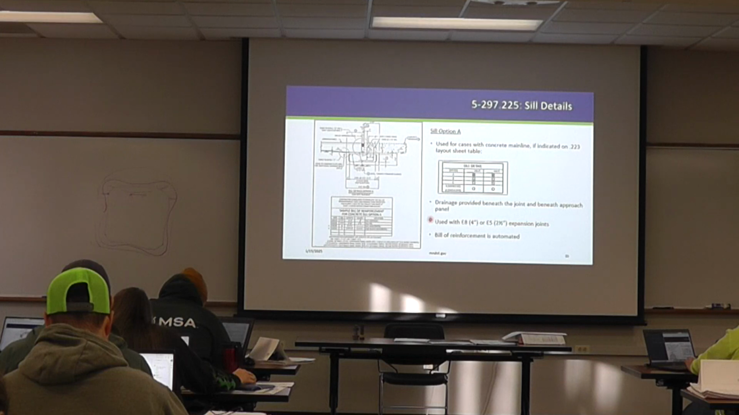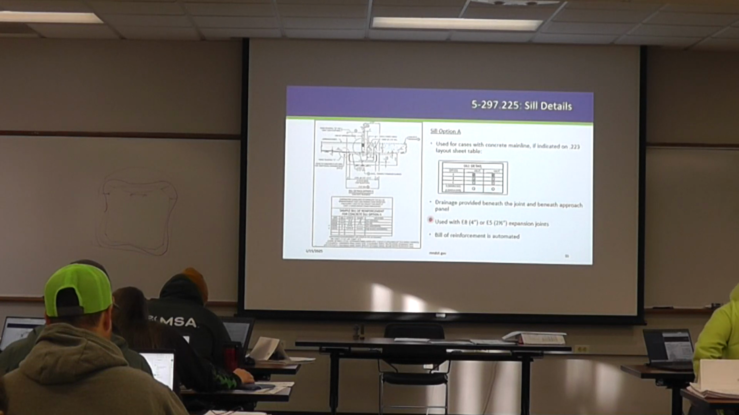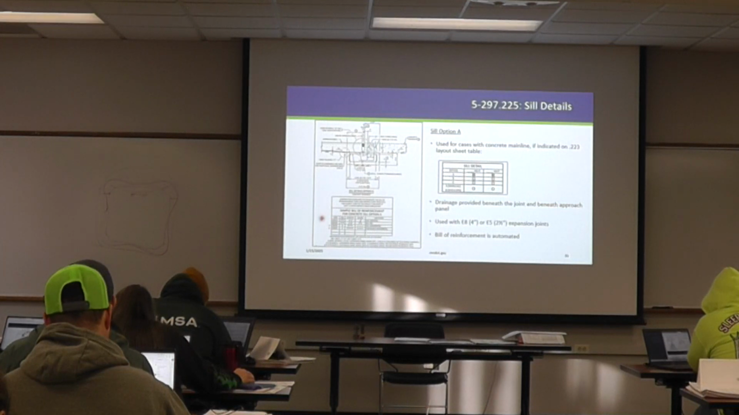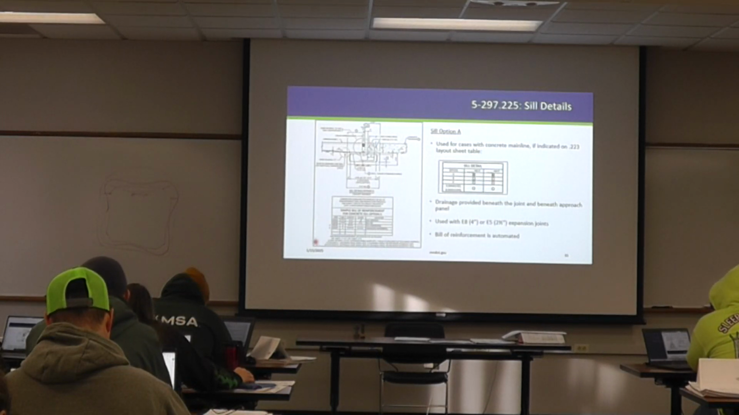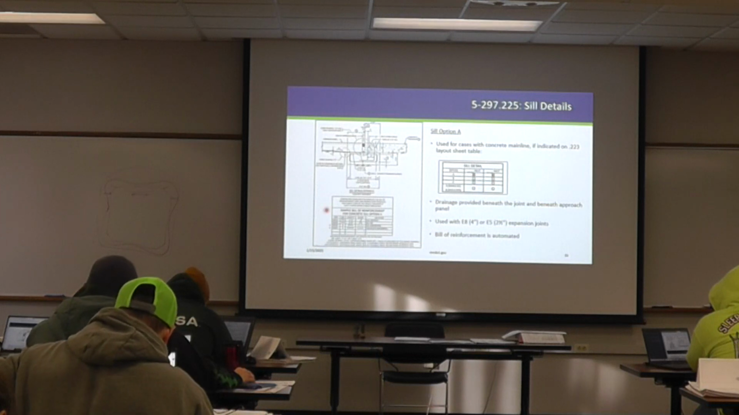I will say sill option A is only used if you have an E8 or an E5 expansion joint. We would never really use this for a 0-inch expansion joint or none. And the bill of reinforcement here, it's a little hard to see, but basically we provide equations for the number of bars and the length of those bars so that the rebar manufacturer can come in and determine what's appropriate for that project.